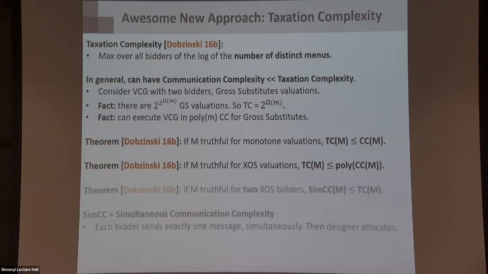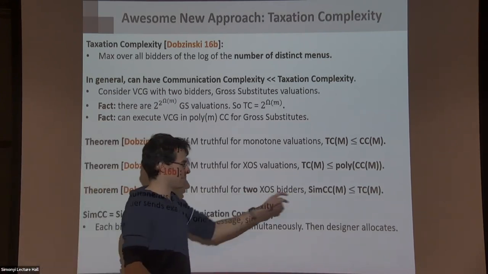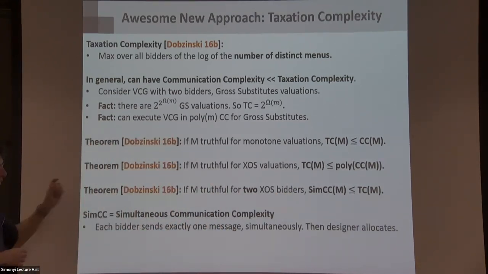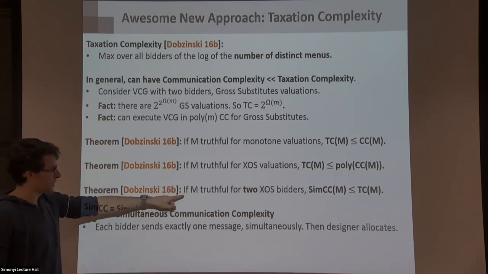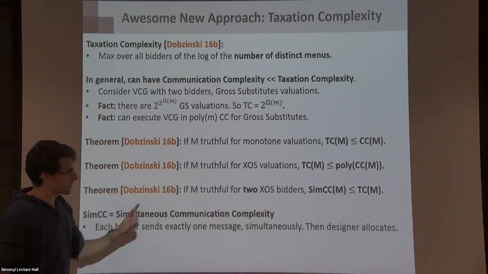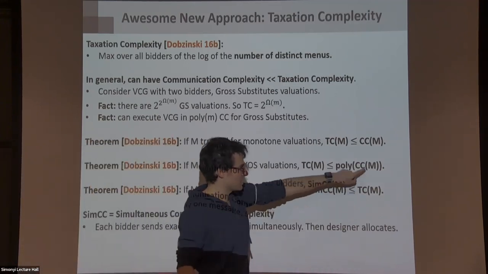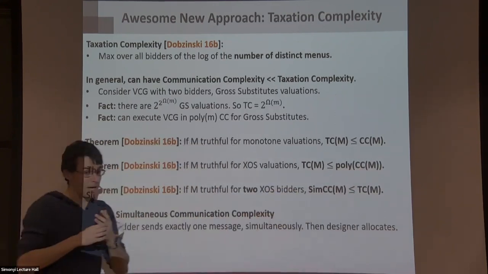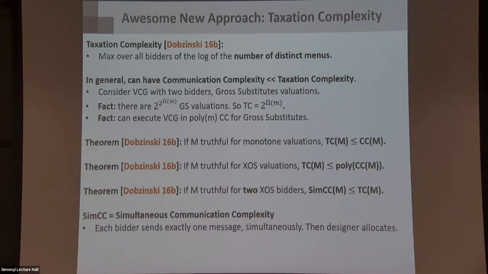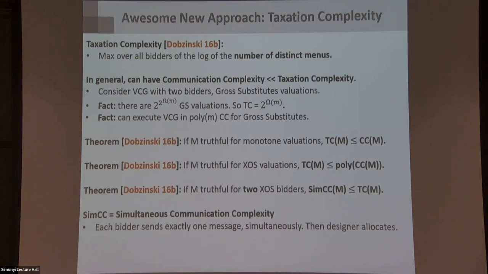And showed one other really cool thing. I realize every time I show this slide, it's not worded precisely the way I want, but you'll know what I mean. And I keep forgetting to change it. The other thing he showed is that, okay, if I give you a truthful mechanism for two bidders, then not only is its taxation less than its communication, but the existence of that mechanism implies a simultaneous protocol that also has communication less than the taxation.